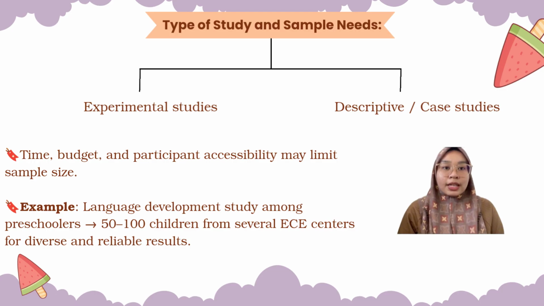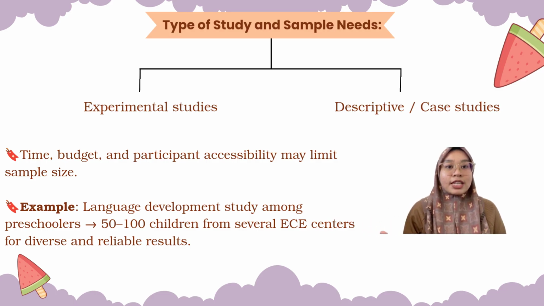Additionally, practical constraints such as time, budget, and access to participants may influence the final decision on sample size. For instance, a study investigating language development among preschoolers may select 50 to 100 children from multiple early education centers to ensure diverse representation and reliable results.